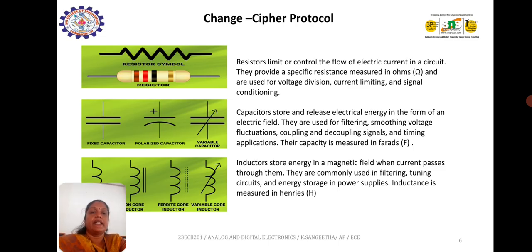And the next one is inductors. Inductors are also used to store energy in a magnetic field. Capacitors store energy in an electric field, but inductors store it in a magnetic field when current passes through them. They are commonly used in filtering, tuning circuits, and energy storage in power supplies. Inductor is measured in henries, and the unit of capacitor is farad.